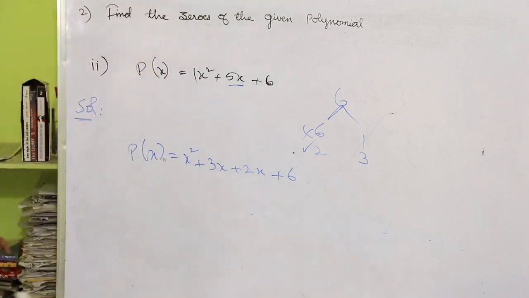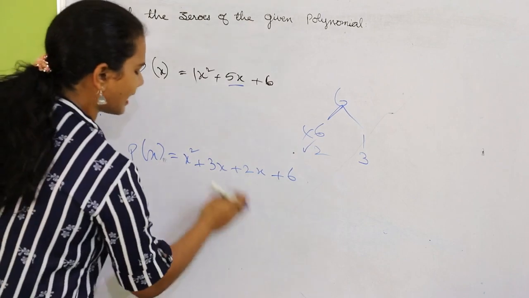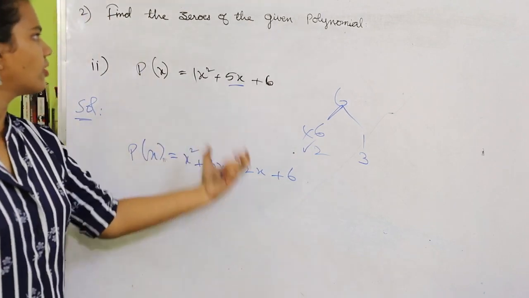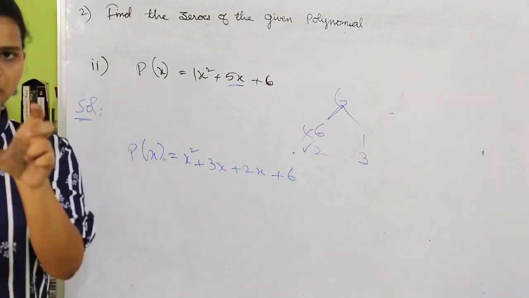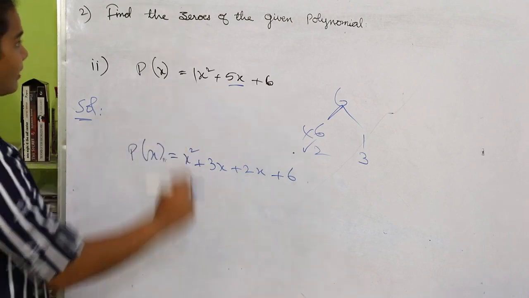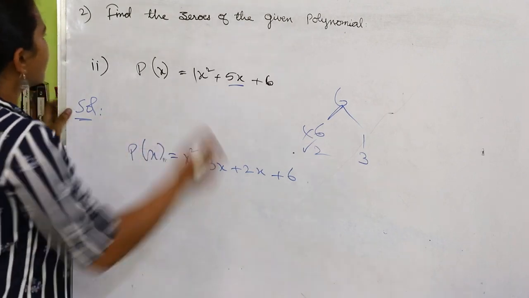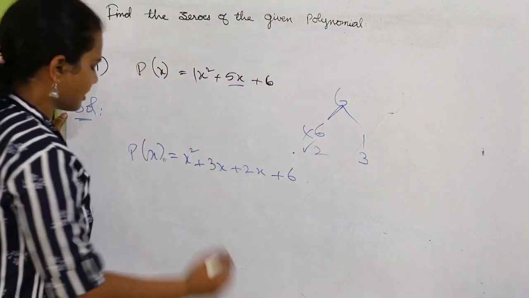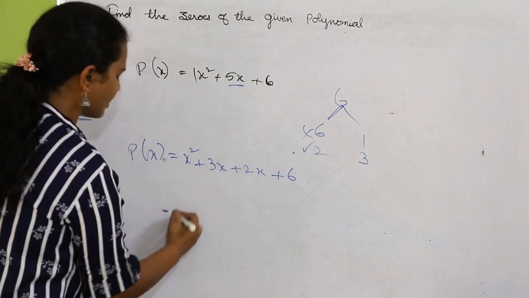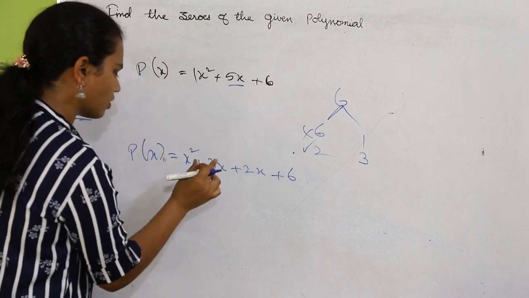Remember guys, these are very important because in your board exams you might also get a question on this, for 4 marks or even 6 marks. So just listen carefully. Here you have x square plus 3x plus 2x plus 6 equals x square. Now take common.